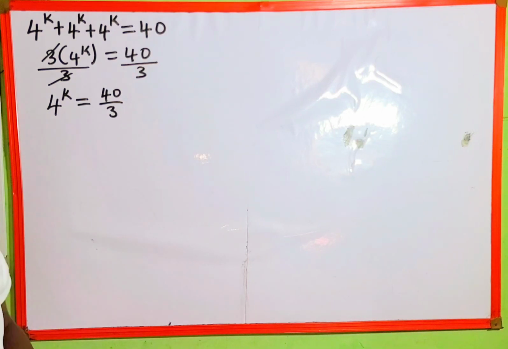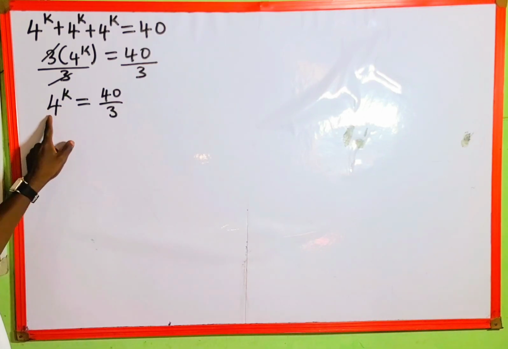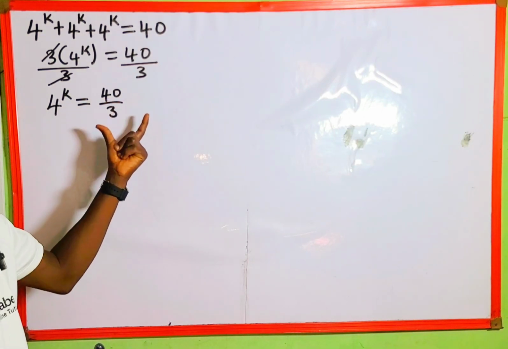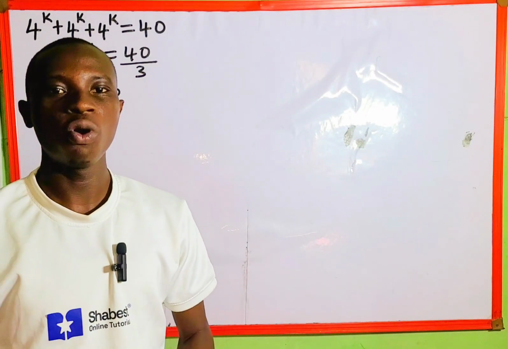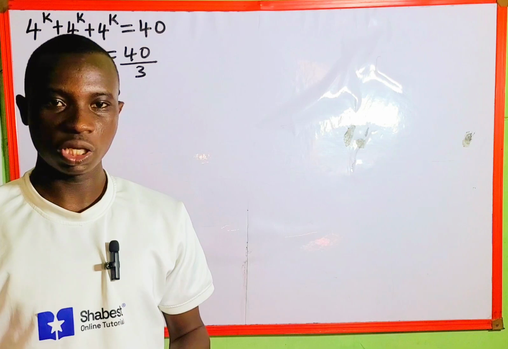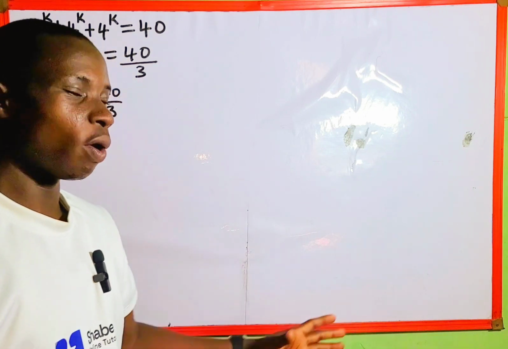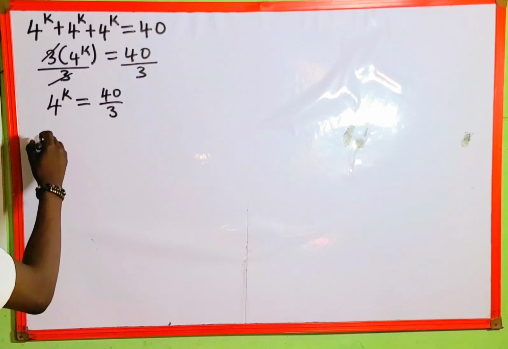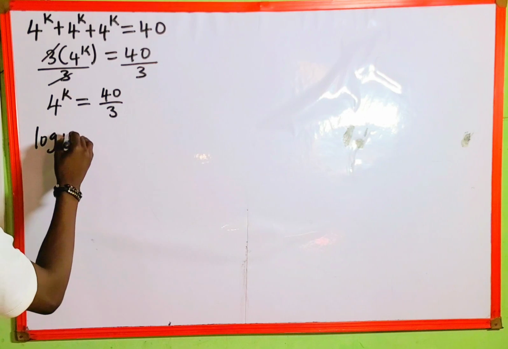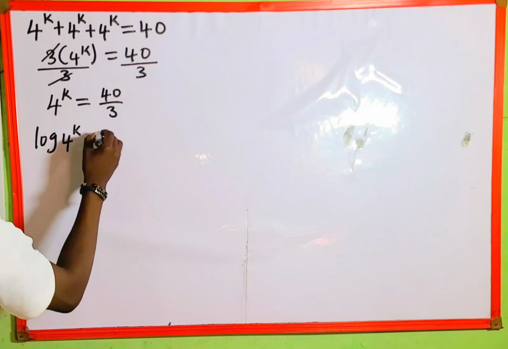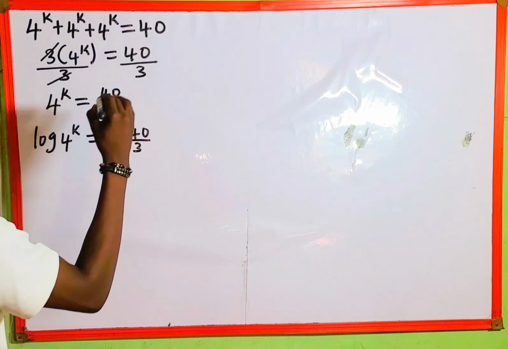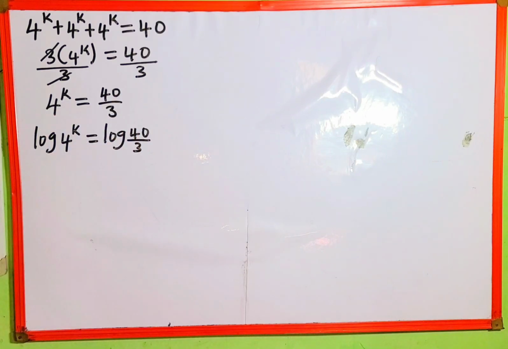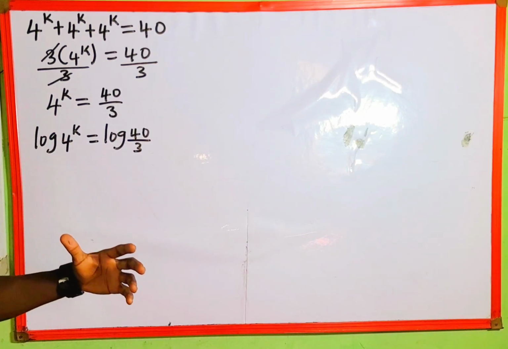Now, what are we going to do from here? If you look at the bases, here we have 4, and here we have 40/3. There's no way we can make the bases the same. So therefore, we are going to take the log of both sides to base 10. When we apply the logarithm, we're going to have log of 4^k equal to log of 40/3.